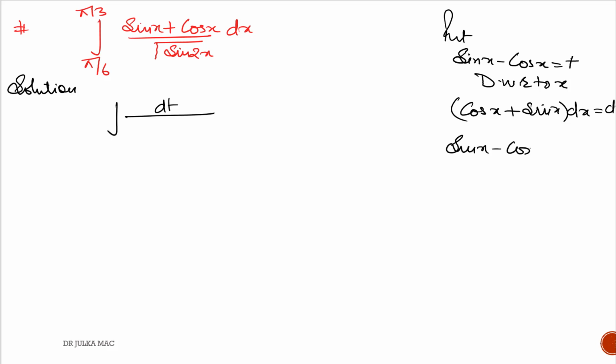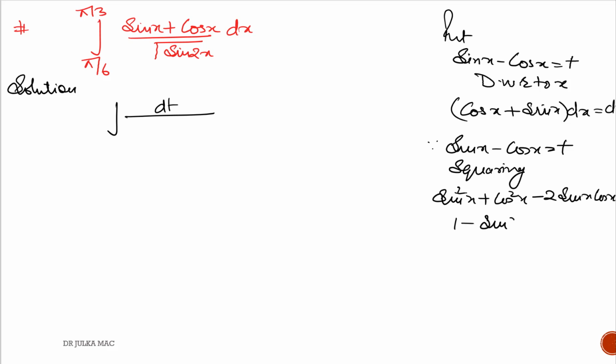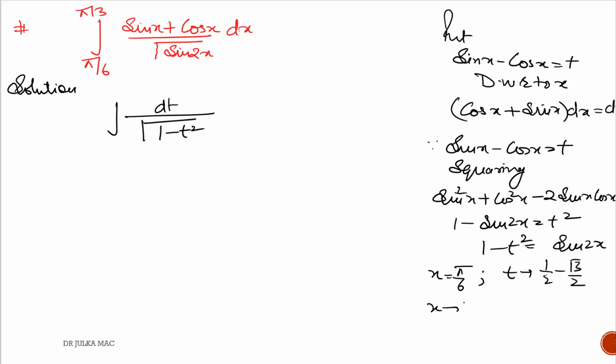Now, it is given that sin x minus cos x is t. Squaring both sides, we will get sin square x plus cos square x minus 2 sin x cos x equals t square. Sin square plus cos square equals 1 and 2 sin x cos x equals sin 2x. So 1 minus t square equals sin 2x. So replace sin 2x by 1 minus t square. Now again, when we change the limit, when x is pi by 6, t is half minus root 3 by 2. When x is pi by 3, t is root 3 by 2 minus half.